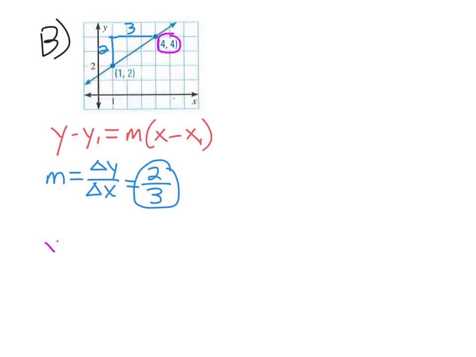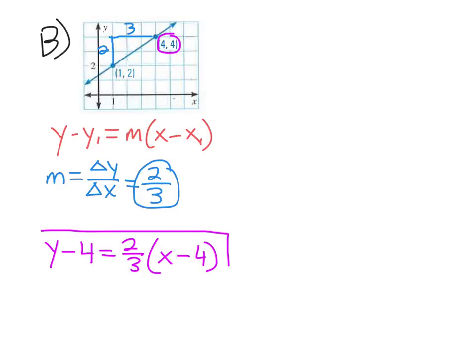So y minus y1, my y value for that point is 4, equals the slope, 2 over 3, times x minus the x value from that point, which is 4. And here is my equation in point slope form.